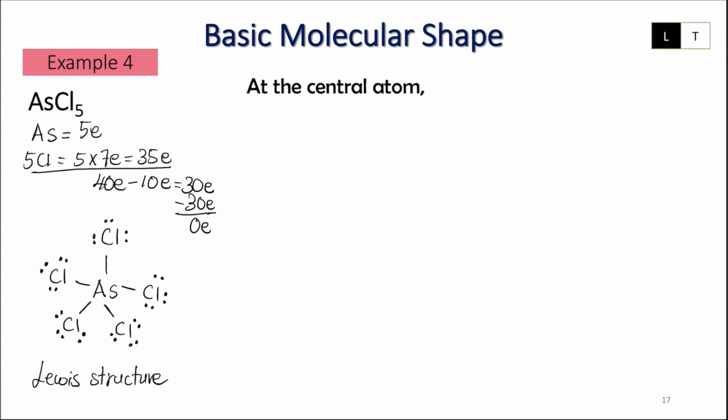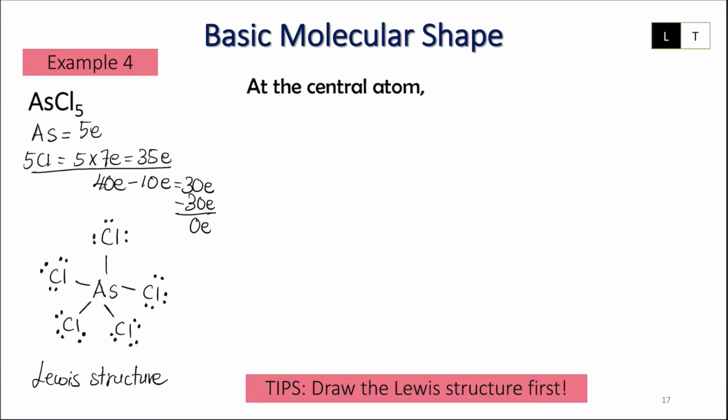Now at the central atom, my arsenic, I got 5 bonding pairs here, and then I got 0 lone pairs.